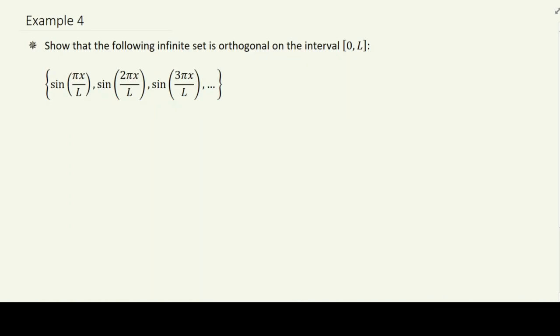Now this is the fourth example, and I want you to prove that this infinite set is orthogonal on the interval 0 to L. So pause the video please and start working on it. The solution is going to be presented to you in just a few seconds.